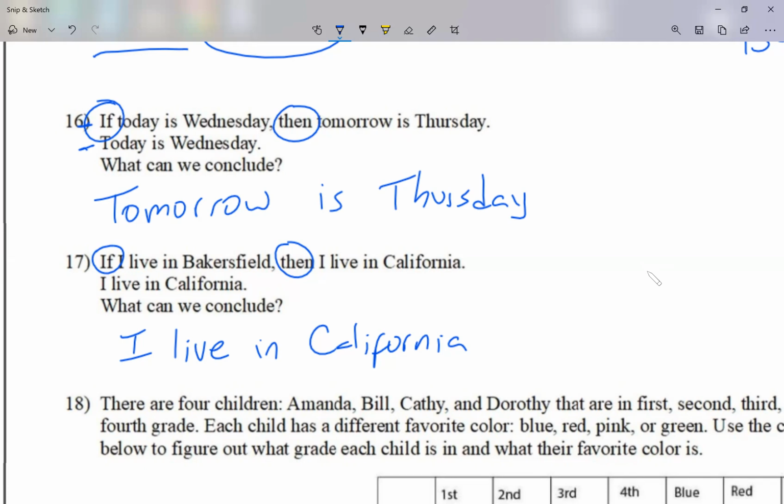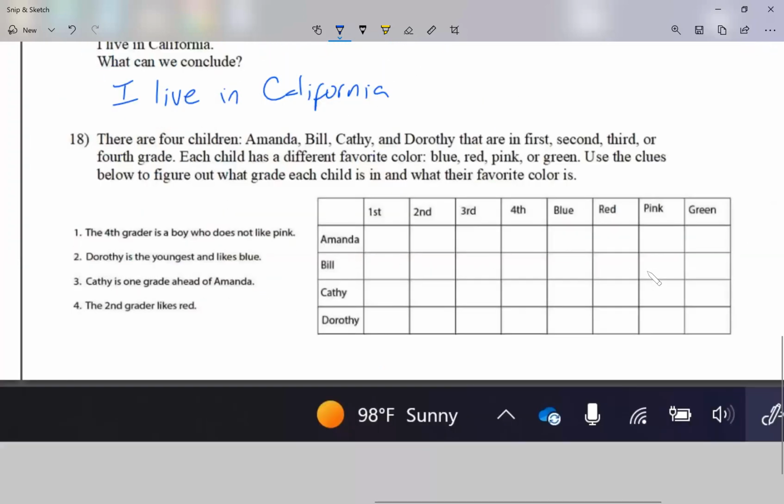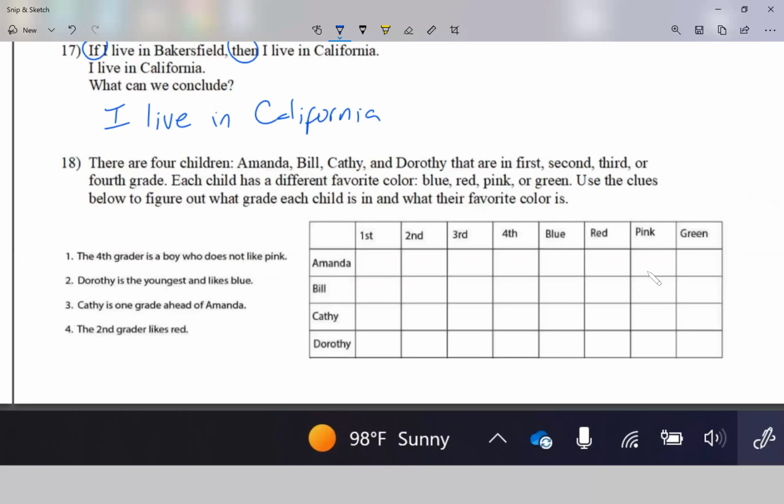Now, let's take a look at number 18. Another thing for deductive reasoning, we're going to use these tables here. There are 4 children, Amanda, Bill, Kathy, and Dorothy, that are first, second, third, or fourth graders. So I have 4 kids, and each of them is in first, second, third, or fourth. So different ages. Each child has a different favorite color. It's either blue, red, pink, or green. Use the clues below to figure out what grade each child is in and what their favorite color is.